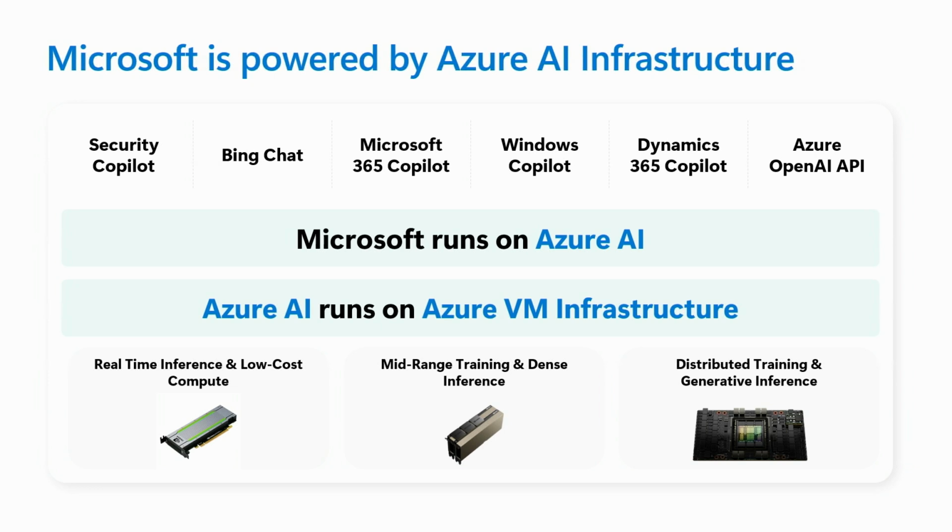We have real-time inference and low-cost compute. These are for your AI workloads. You have distributed training and generative inference type of compute, as well as mid-range training and dense inference type of compute. But it's not just all about compute. There's also other important features like the storage and networking, and all of these pieces come together, and it's what's known as AI infrastructure. But it can be challenging to put all of these pieces together, especially if you're new and you're looking to develop such complex systems.